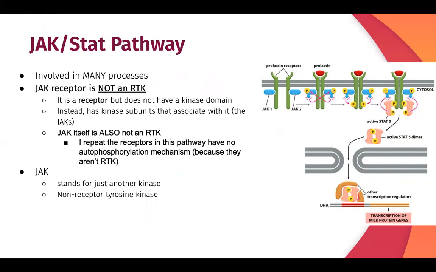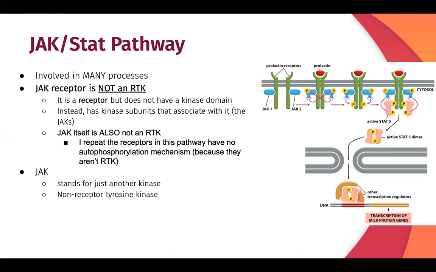I'll get there. I'm going to keep talking and then I'll show the whole thing. So yeah, it has kinase subunits that associate with it. And then JAK itself is also not an RTK. So the receptor is not an RTK and the protein itself is not an RTK. There's no autophosphorylation. And JAK stands for just another kinase. It's a non-receptor tyrosine kinase.